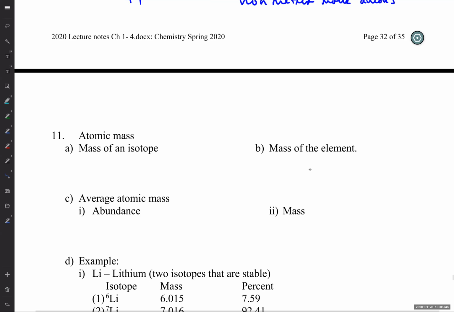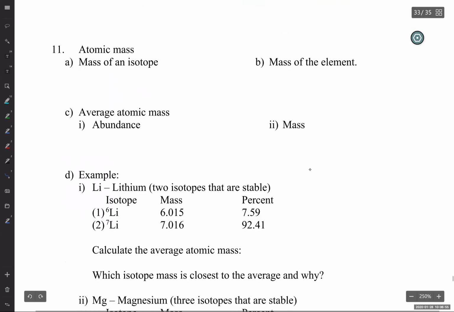So this is going to be some math and some terminology that goes along with it. It's not hard, but we have to kind of go through it. I'll show you. We're going to talk about atomic mass, okay? An atomic mass is measured in atomic mass units.